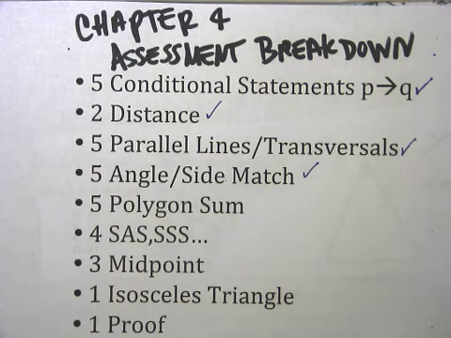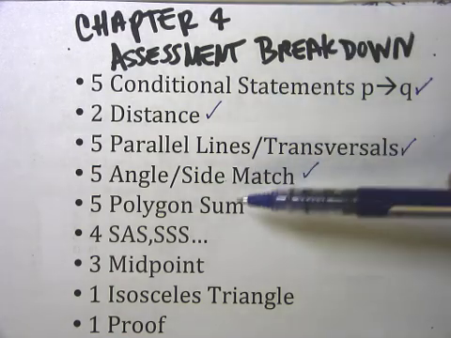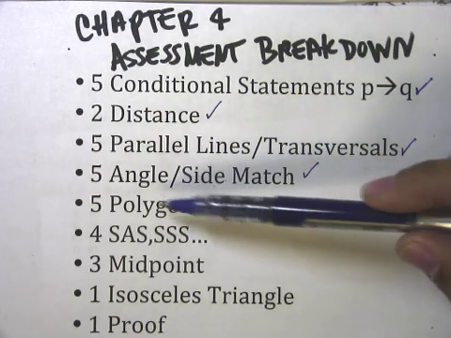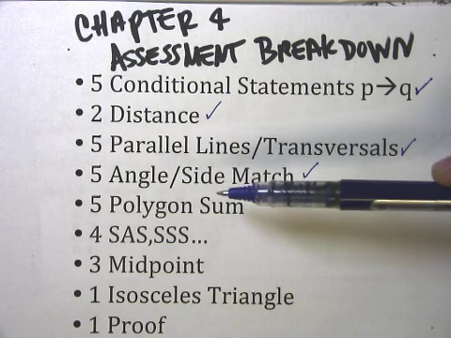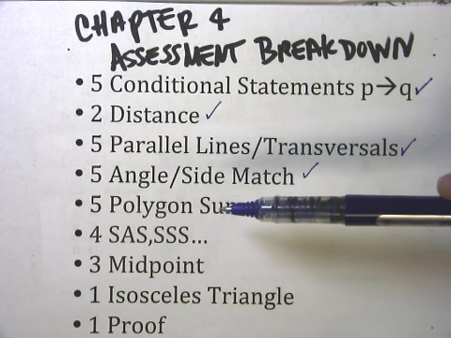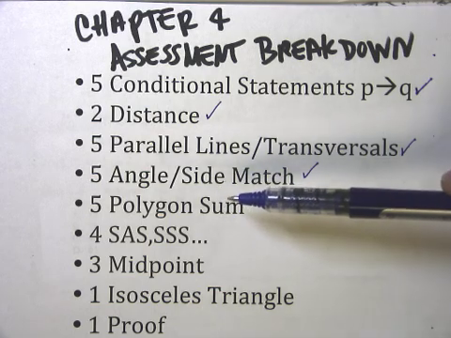All right, guys. So we're still on the chapter 4 assessment breakdown. We're on the fifth part of it. We're going to be discussing the 5 questions, which were in reference to the polygon sum, meaning how many degrees are inside of a polygon or how many sides does a polygon have. So let's take a look at the questions.